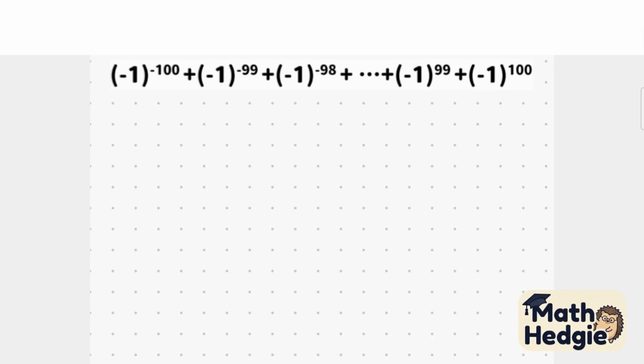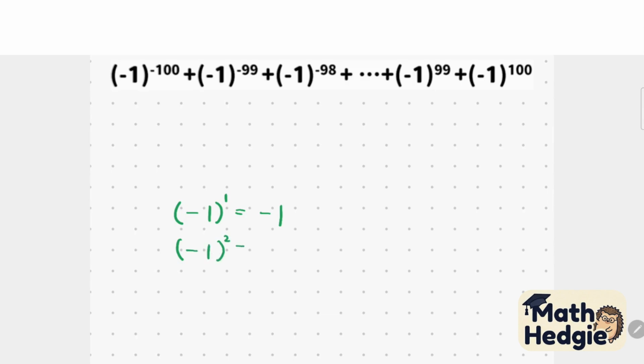Today, we have a negative exponent puzzle that looks terrifying at first glance. We've got negative numbers. We've got negative exponents. And it's a huge sum going all the way from negative 100 up to positive 100. If you tried to type this into a calculator, you'd be here all day. But here's the secret: this question isn't about calculating 100 different terms. It's about spotting a pattern. And once you see it, you can solve it in about 30 seconds.